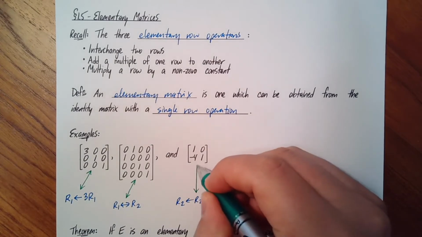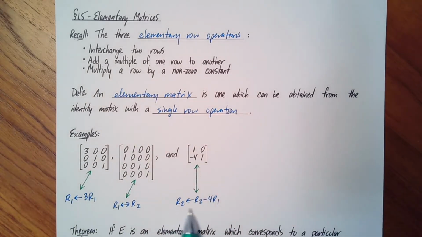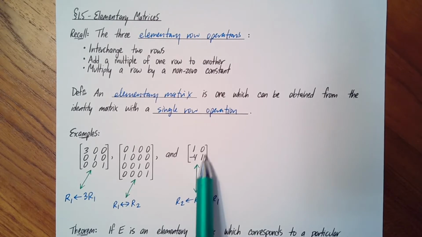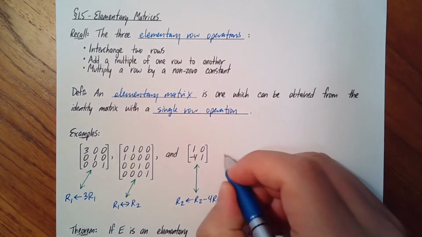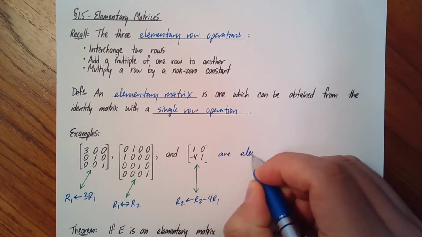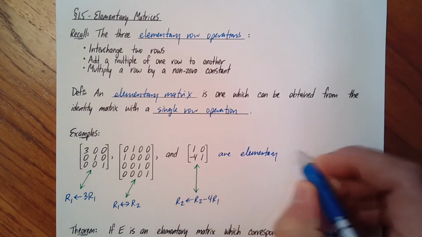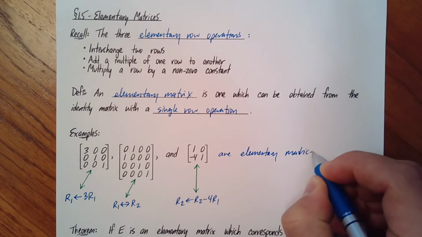Let me be clear, you would not perform this operation on this matrix. You would perform it on the 2 by 2 identity matrix in order to get this matrix as a result. And because you can do that with a single row operation, that means this is also an elementary matrix. So in summary, all three of these matrices are elementary matrices.